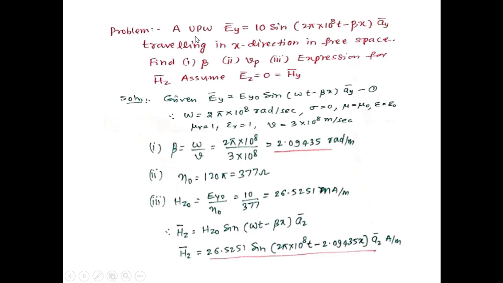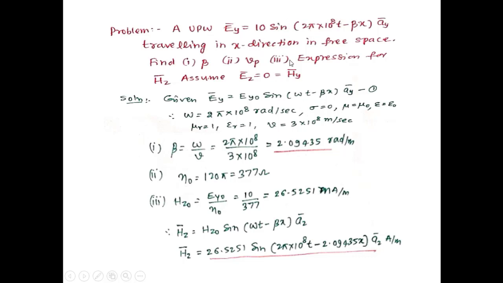Next problem: a uniform plane wave Ey bar is equal to 10 sine of 2 pi into 10 raised to 8 t minus beta x, Ey bar, traveling in the x direction in free space. You have to find beta, Vp, and the expression for H bar, assuming Ez bar is equal to Ex bar is equal to 0. Given Ey bar is equal to Ey naught sine of omega t minus beta x. Therefore, omega here is 2 pi into 10 raised to 8 radian per second.